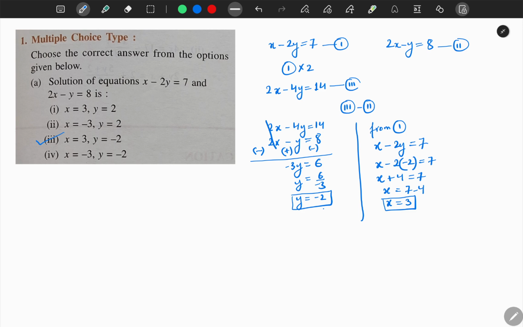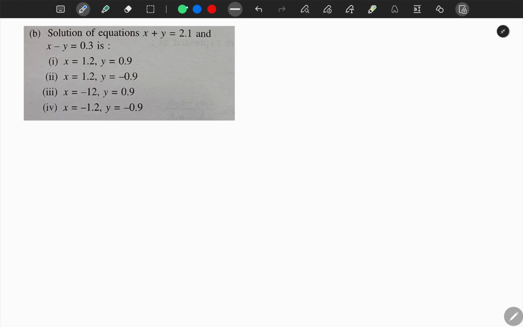Next is MCQ B, that is, solution of the equations x plus y equals 2.1 and x minus y equals 0.3 is what among these four options. Let me quickly write down the two equations. That is x plus y equals 2.1 and x minus y equals 0.3. Both of them are in standard form, so I'll name them 1 and 2.